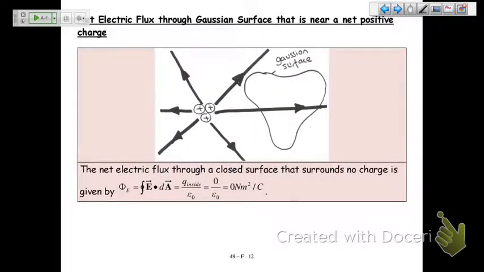Let's say that I move my Gaussian surface. I want to know the electric flux through this Gaussian surface now. And I say, well, the flux is equal to the surface integral of E dotted with dA, which equals Q inside over epsilon naught. What's the charge that's inside my Gaussian surface? 0.